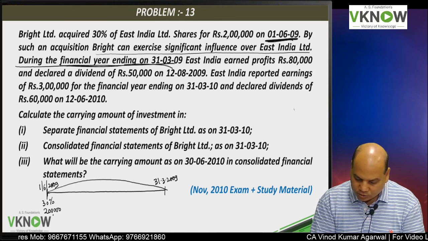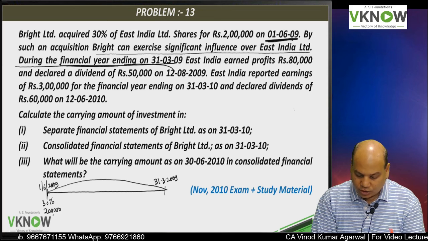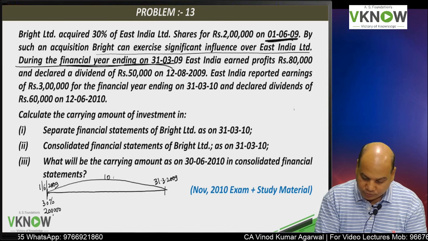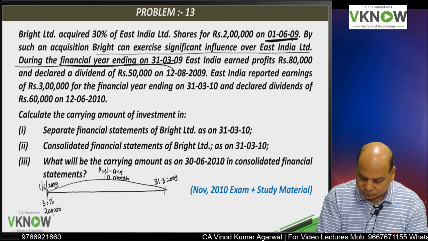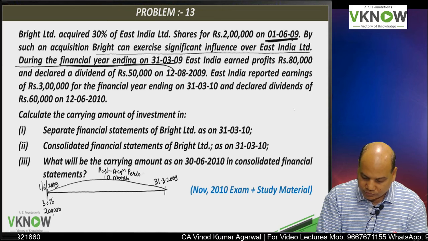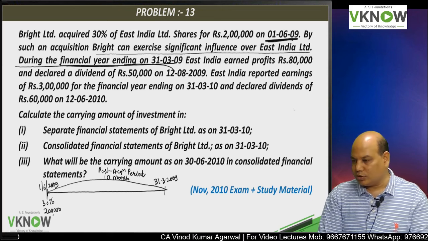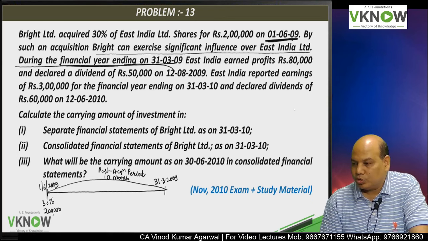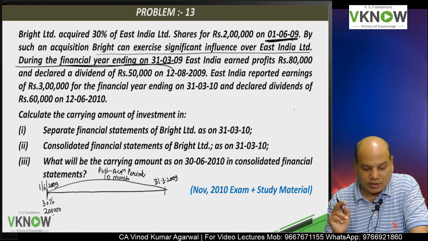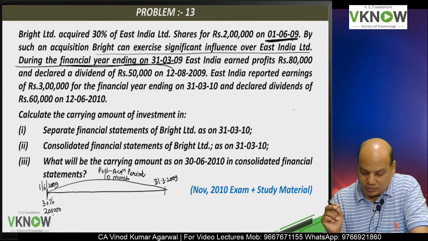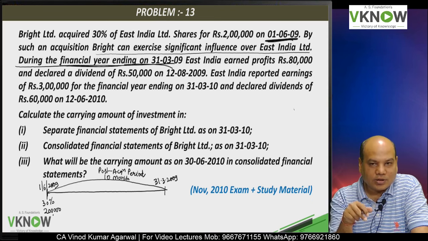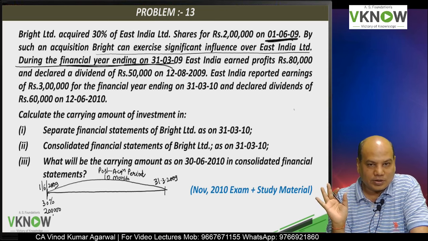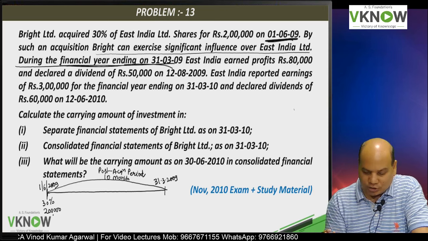So if you count the number of months, June, July, August, September, October, November, December, January, February, March. So total post acquisition period is 10 months. Post acquisition period is 10 months, and that will affect my answer. Hence, I am emphasizing on 10 months. Because in all previous 12 questions, the shares were acquired at the start of the year. So you took entire 12 months. Current year was treated as post acquisition.